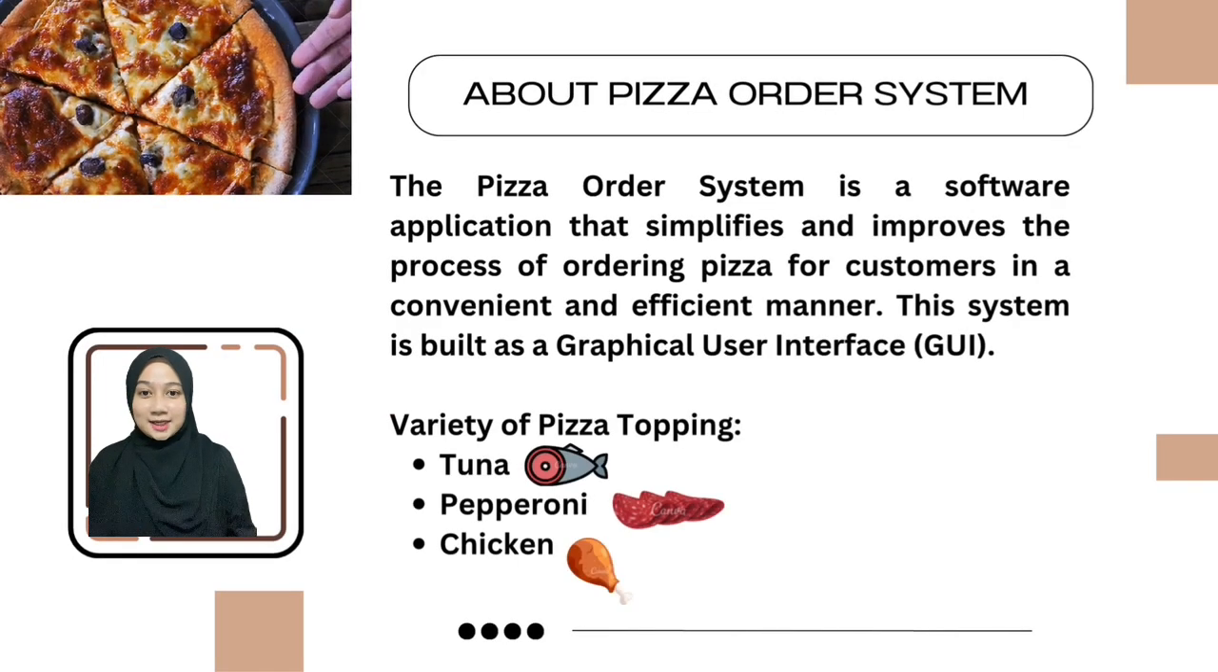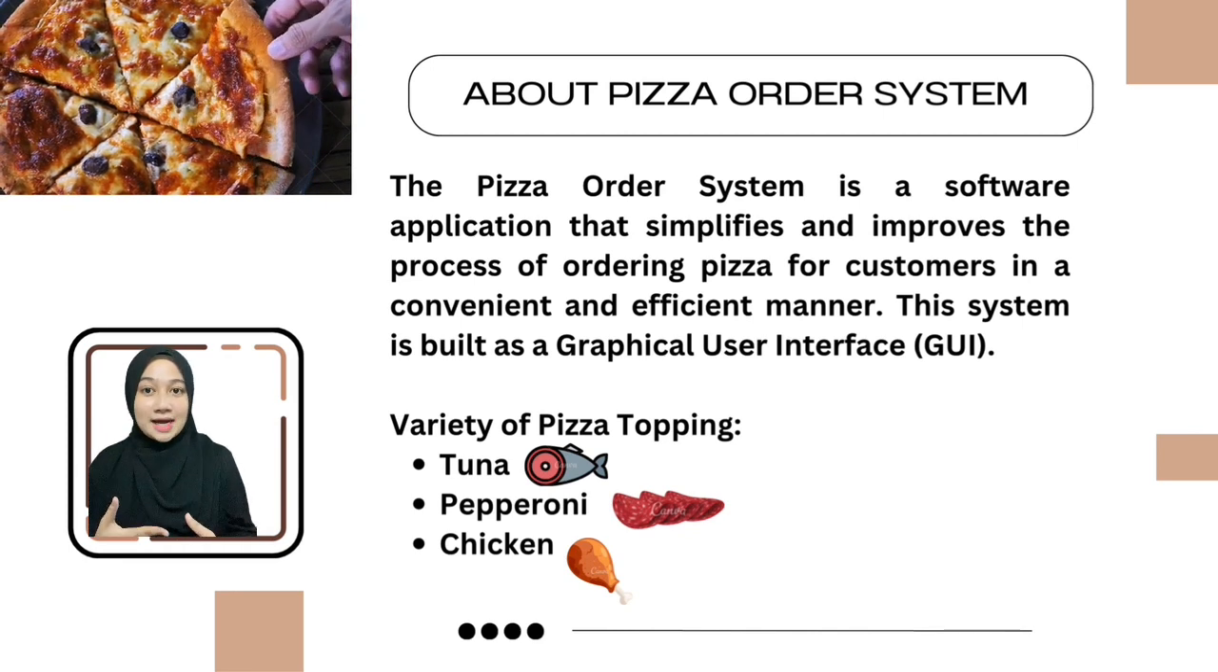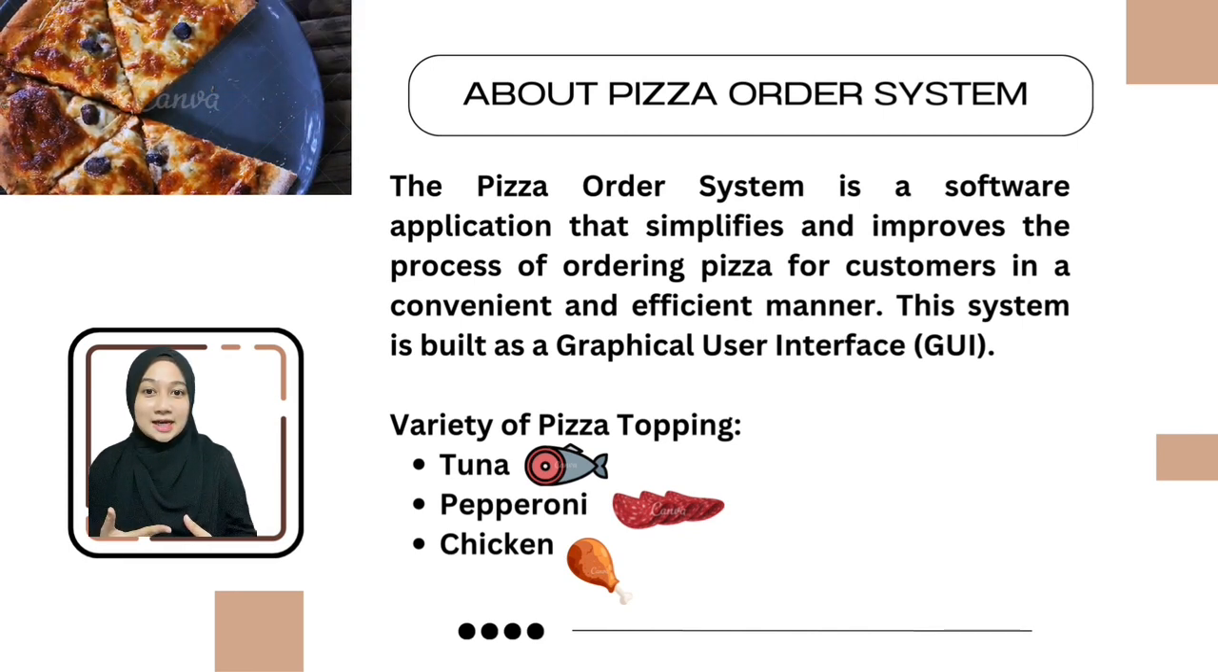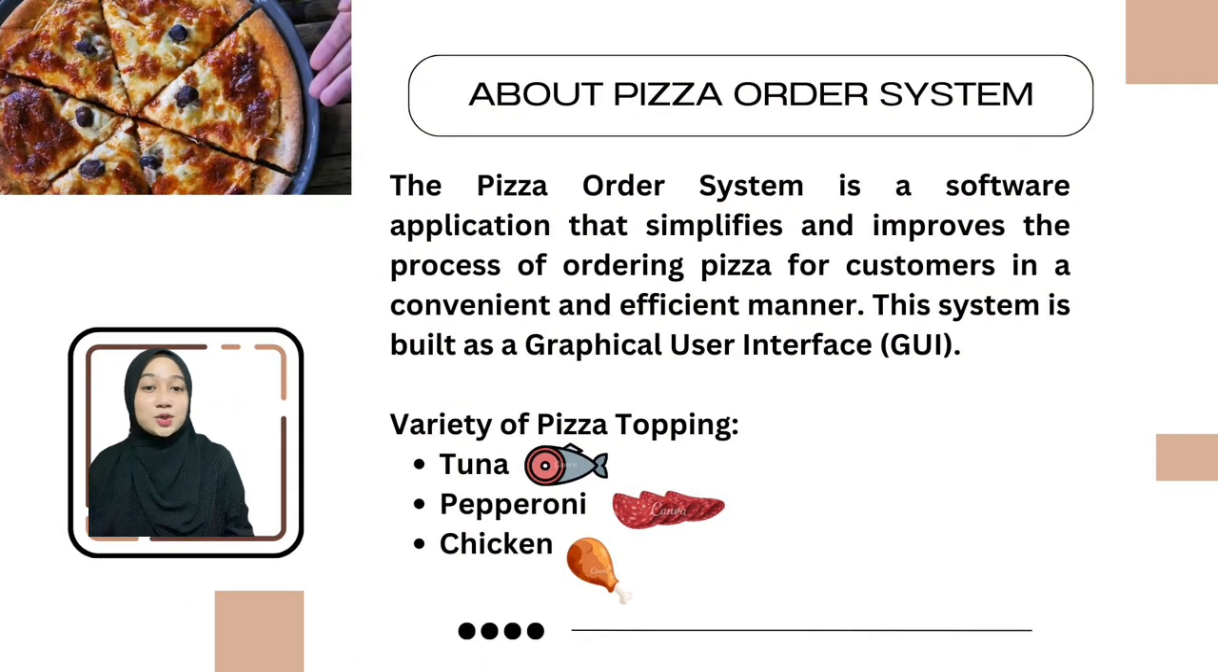The pizza order system is a software application that simplifies and improves the process of ordering pizza for customers. This system is built as a graphical user interface (GUI) and is user-friendly, allowing customers to input their name, ID, address, and email address. They can choose a variety of pizza toppings such as tuna, pepperoni, and chicken.